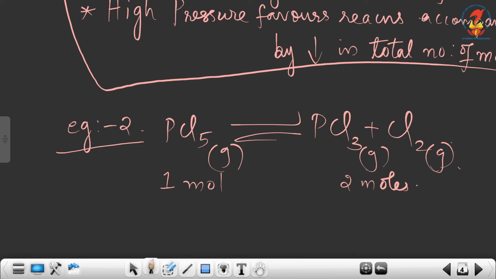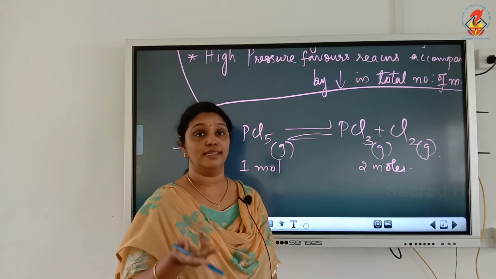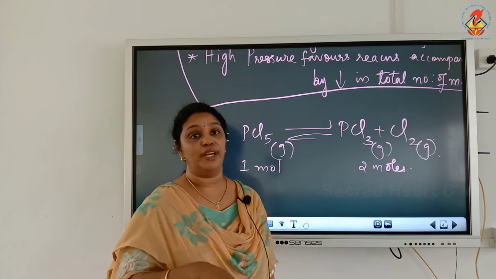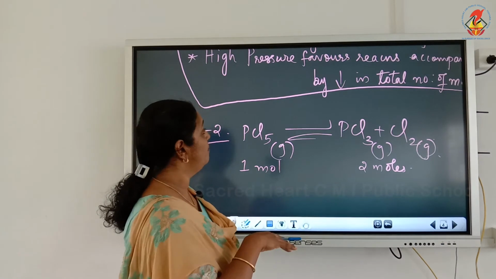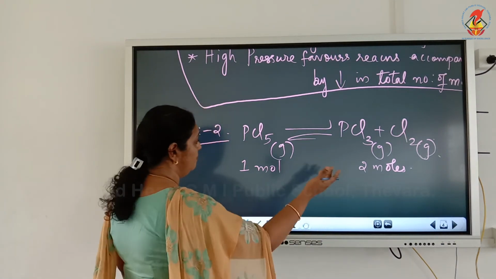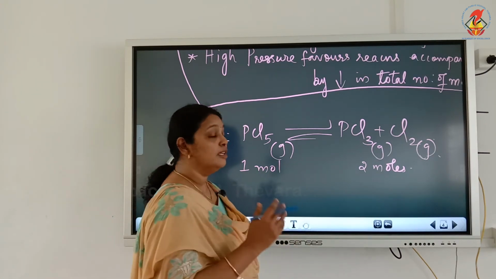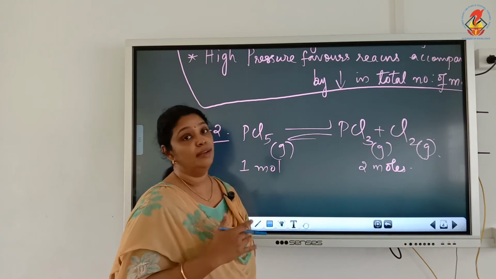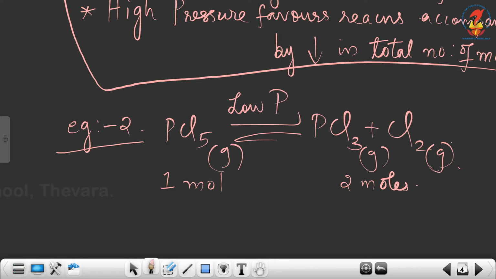So in the forward reaction, we know the number of moles increases, which means low pressure. If the number of moles increases, then low pressure favors the forward reaction, and in the backward reaction the number of moles decreases from 2 to 1. So high pressure favors the backward reaction. So in this case, the forward reaction is favored at low pressure and the backward reaction is favored at high pressure.